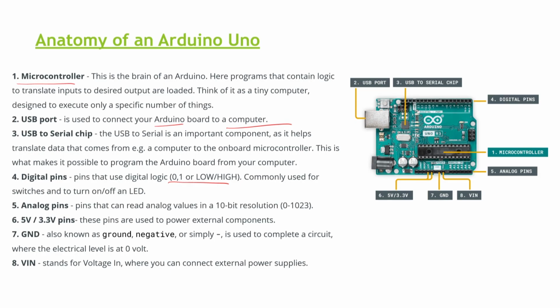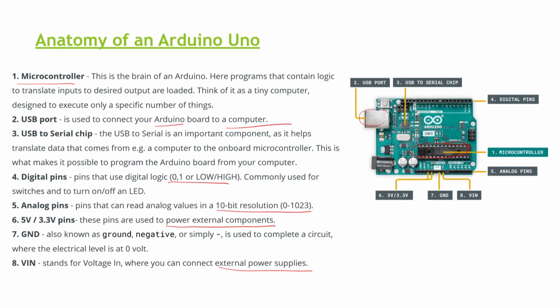Then the analog pins can read analog values at about 10-bit resolution, and of course, you have 5 volt and 3.3 volt pins. These are used for externally powering external components, and then there is a ground. In order to complete the circuit, you will always need a ground point, and you also need voltage in, where you connect it with the external power supply. So, that is the anatomy, and you can see where each one of them is. Here you will see the microcontroller at slightly the right bottom, and then you will see the pins are all arranged.